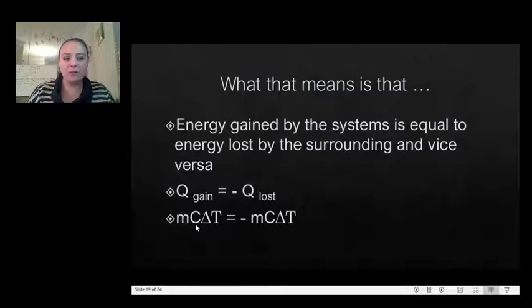And then we plug our formula back in. We have the mass, specific heat, and the change in temperature equal to the negative mass, specific heat, and temperature.